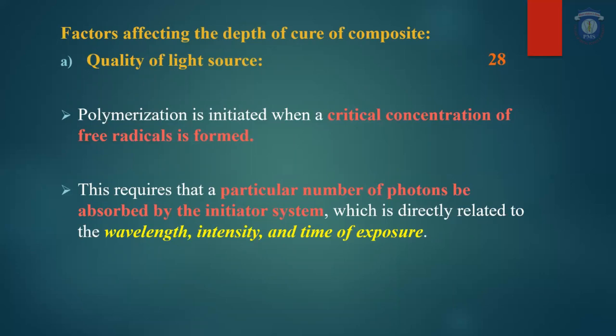Factors affecting depth of cure of composites are, as I mentioned before, you cannot have a standardization for all types of composites. There are various factors which will be determining to what depth the composites are being completely cured. First factor is the quality of light source. As I mentioned before, polymerization is initiated when a critical concentration of free radicals are generated. And for generation of free radicals, a particular number of photons have to be absorbed by the initiator system, which in turn is directly related to the wavelength, intensity, as well as time of exposure.